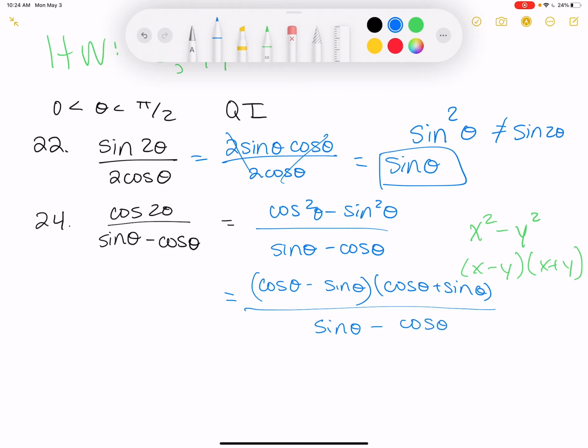Now, is there something top and bottom that can cancel? Yes. No. Yes. Not yet. Well, you will get there, but not yet. There's one more thing that we need to do.